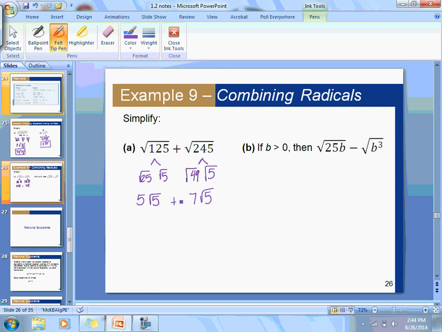I am adding these two terms together. And the only way we can add radicals together is if they have the same radical. So I can't just take 125 and add it to 245 and make it one big square root. I can do that for multiplication, but not for addition. For addition, I have to break them down and get them to have the same radical. So I have the square root of 5 and the square root of 5. So now they're like radicals, like terms. So I can add the numbers out front. The 5 and the 7 gets me 12 square root 5.